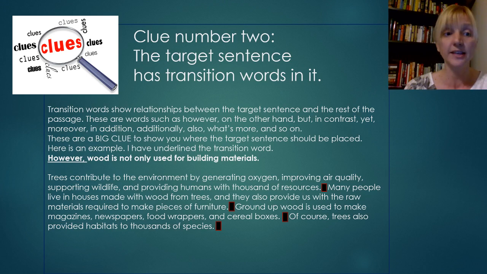Here's an example. Again, I've underlined the target word. This will not be underlined in the real TOEFL, but for our purposes today, I've underlined it to draw your attention to it. Now, please pause the video and decide where you think this target sentence best fits.